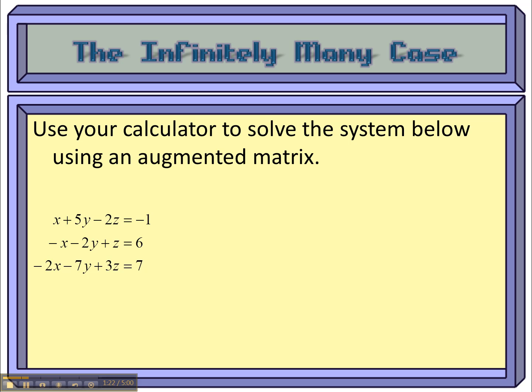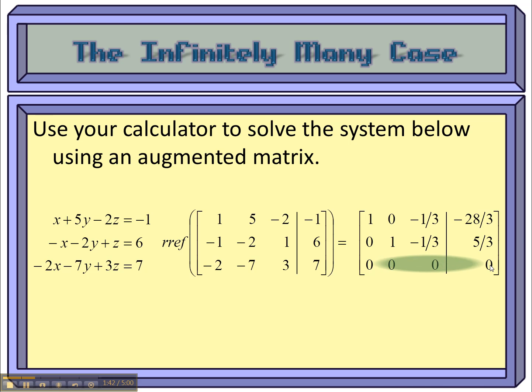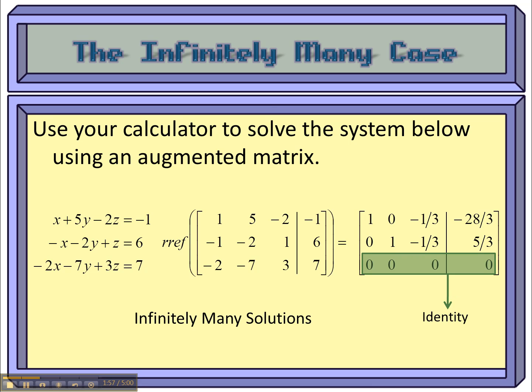Maybe I have a system of equations that's going to give me infinitely many solutions. Let's see what that looks like. So entering this system of equations in an augmented matrix and performing the row reduced echelon form on it, this is what I get. Now, at the bottom row, I get 0, 0, 0, 0. And that's okay. That's an identity. It's basically saying, again, 0 is equal to 0. And now on the middle equation, I don't have a contradiction. I have y minus 1/3 z equals 5/3. What this means is I'm going to have infinitely many solutions.